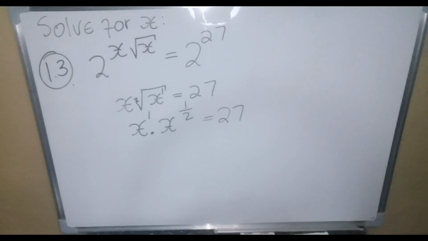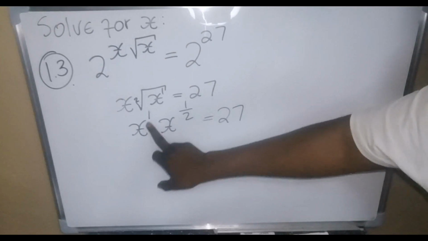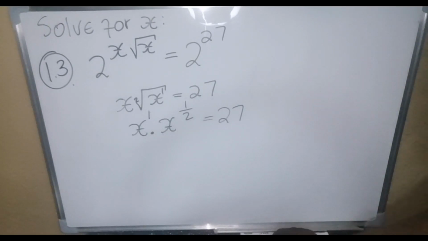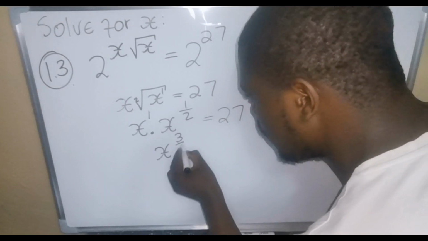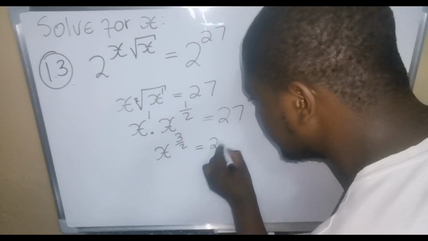Then you know, when you multiply the same bases, you add exponents. Therefore, x and x are the same, so you say 1 plus 1 over 2. 1 plus 1 over 2 is 3 over 2. Therefore, it will be x power 3 over 2 equal to 27.